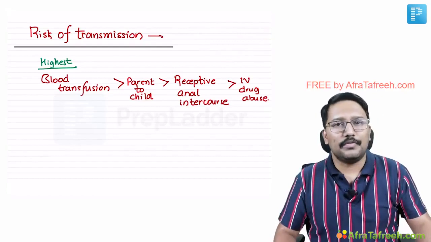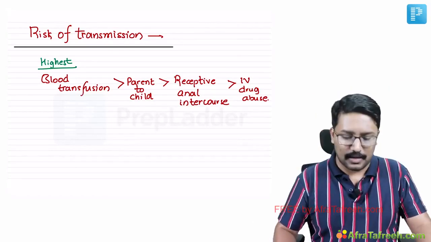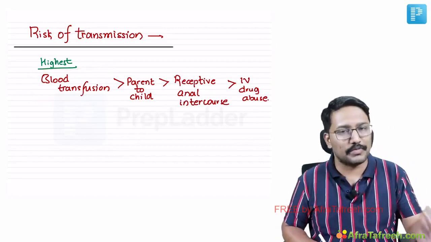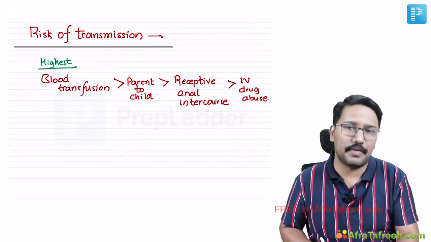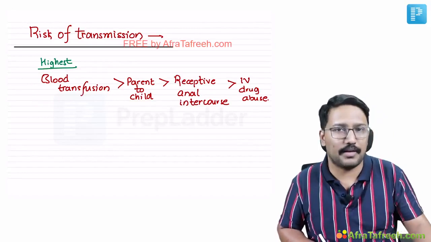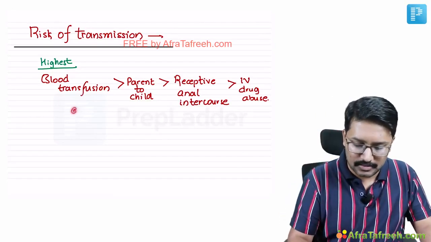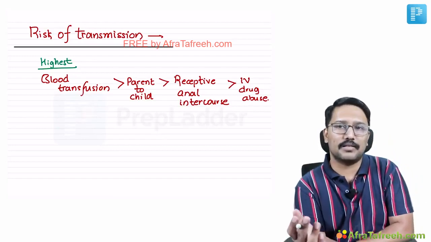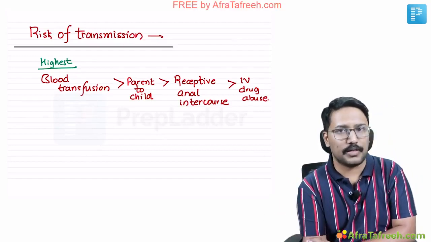Okay, now in terms of the risk of transmission, the highest risk of transmission is through blood transfusion. So if someone receives HIV infected blood, he has the highest risk of acquiring HIV infection, right? The risk exceeds 97%. 97 to 99% is the risk of transmission through blood transfusion.